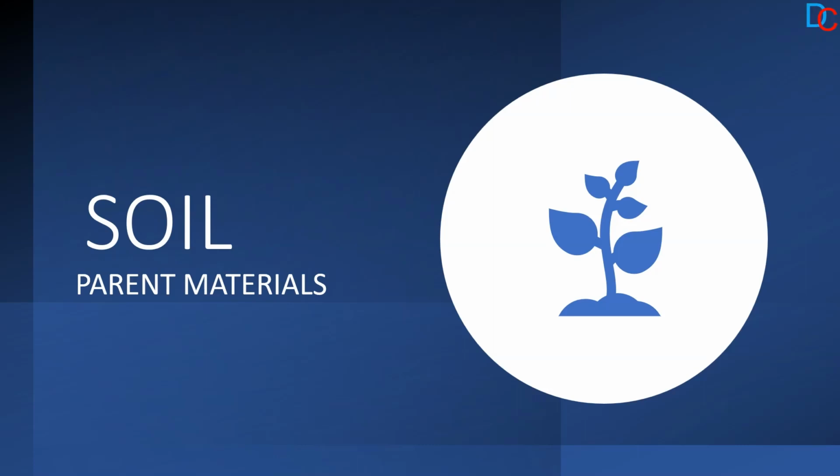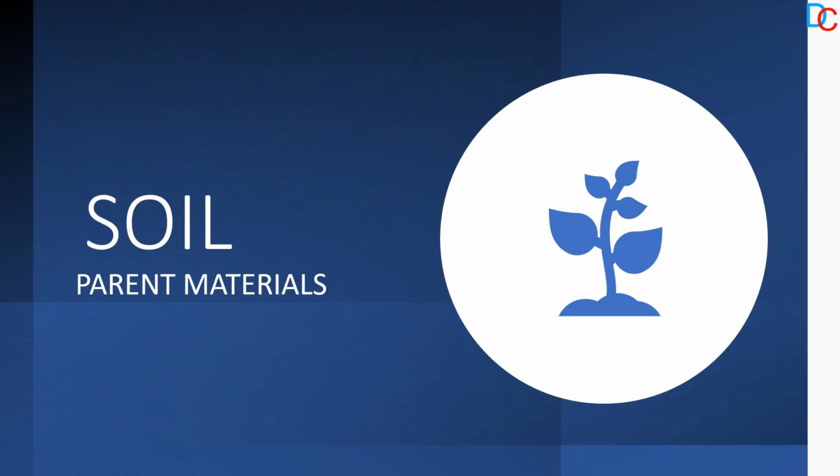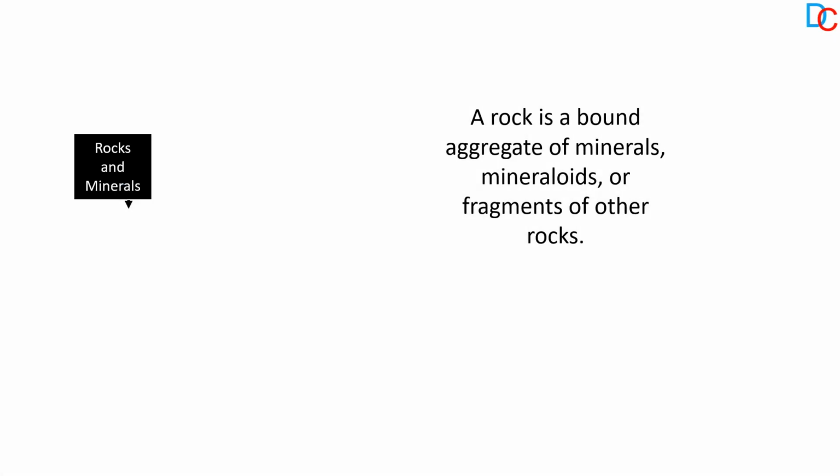Parent material is the initial state of the soil system and permits the choice of either rock, weathered rock, or organic materials as the starting point for a given soil development series. Rock is a bound aggregate of minerals, mineraloids, or fragments of other rocks.